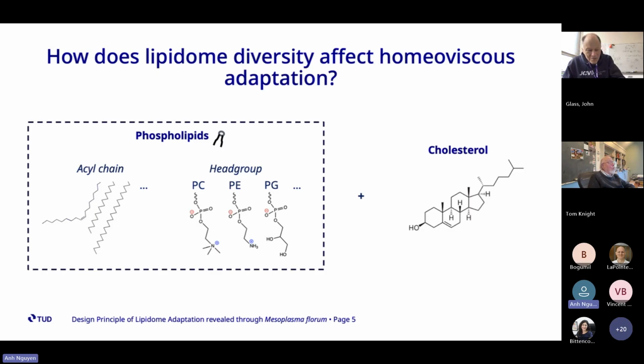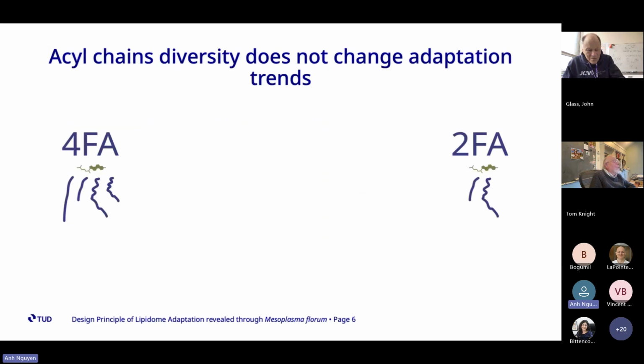So in this presentation, I will feed the bacteria diets varying in the diversity of acyl chain, head group, and also cholesterol. First, how acyl diversity changes homoviscous adaptation. Here you have two diets, one with 2 fatty acids and cholesterol, and one with 4 fatty acids and cholesterol. For the 2 fatty acids, you have a shorter acyl chain, which is saturated, so no double bond, and then you have a longer acyl chain with a double bond. And for 4 fatty acids, you have the combinatory long and short saturated and also long and short unsaturated.